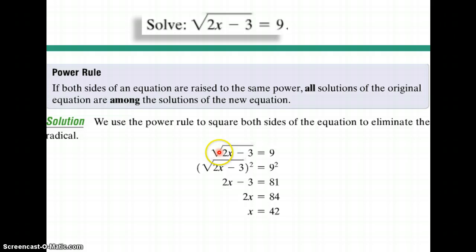Here the index of the radical expression is 2. So raise the power 2 to both sides of the equation. So we have 2x minus 3 equal to 81. Add 3 to both sides of the equation. We have 2x equal to 84. Divide 2 to both sides of the equation. We have x equal to 42.